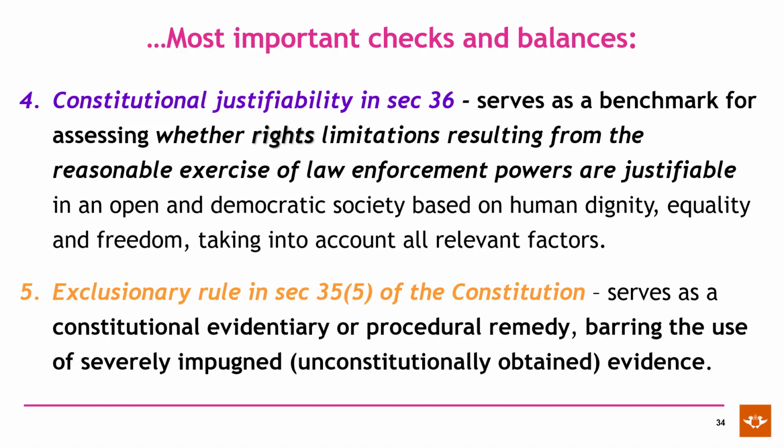And as mentioned, this serves a very important constitutional, evidentiary, or procedural remedy role by barring the use of severely impugned, unconstitutionally obtained evidence. So it is a check and balance that if evidence, for example, was obtained unconstitutionally, to the extent that it resulted in a severe infringement of human rights that is not constitutionally justifiable, then to provide redress, that evidence may potentially be excluded at trial.